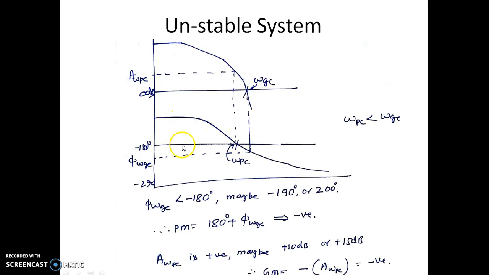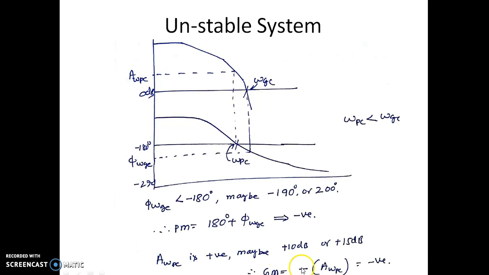So if this is the minus 180 degree line, then this is omega PC, and we want to find out what phi of omega GC is corresponding to omega GC. Now since it is between minus 180 and minus 270, the phase margin happens to be negative, and as we can see, omega PC is less than omega GC. The magnitude is now positive, so A of omega PC is actually positive. It can be maybe plus 10 dB or plus 15 dB.